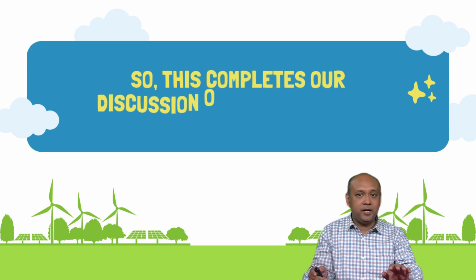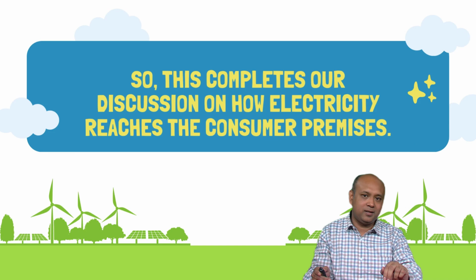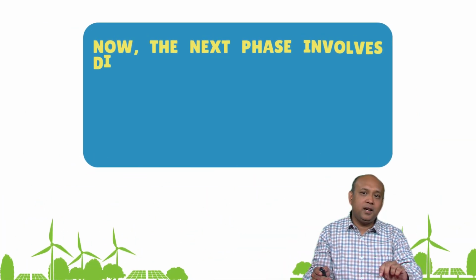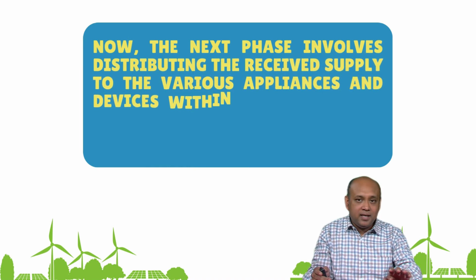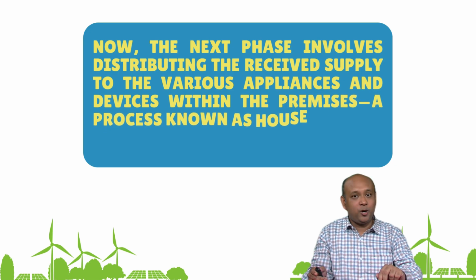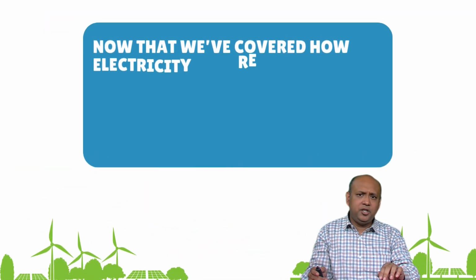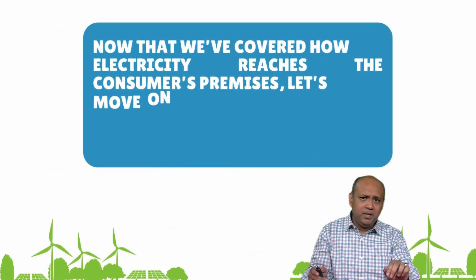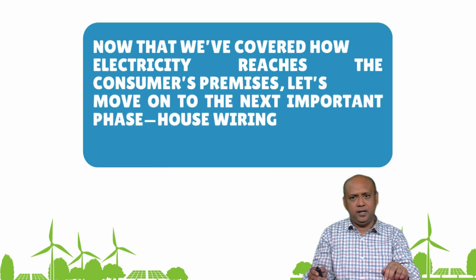So this completes our discussion on how electricity reaches the consumer's premises. Now the next phase involves distributing the received supply to the various appliances and devices within the premises, a process known as house wiring. Now that we have covered how electricity reaches the consumer's premises, let's move on to the next important phase, house wiring.